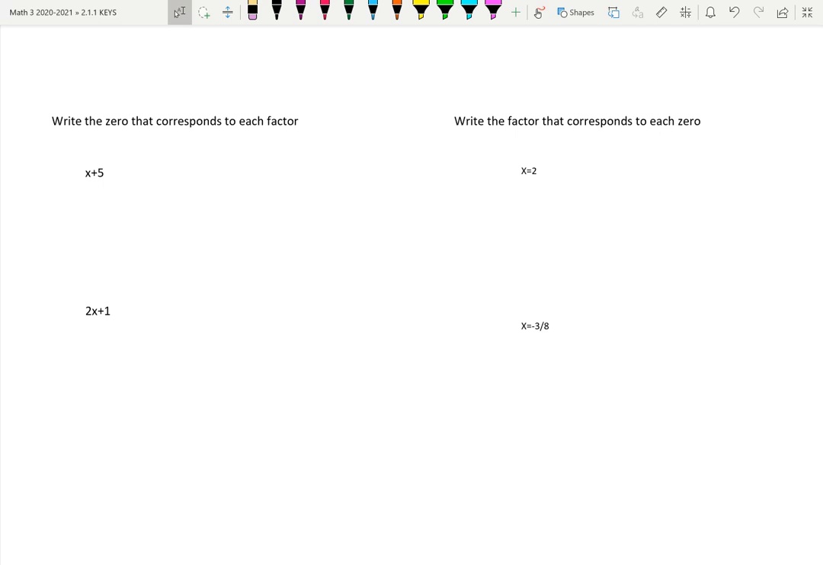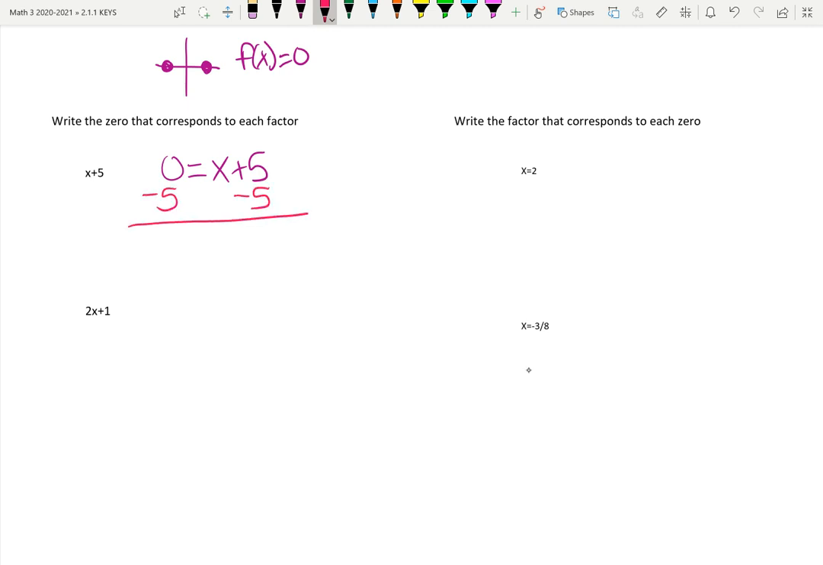When you're trying to figure out the zeros that correspond to a factor, you have to remember an x-intercept. There are two types of x-intercepts. Both x-intercepts have a y value that is 0. So when you need to find the 0, ask yourself what number makes x plus 5 equal 0. You can do inverses, and then you would get negative 5 is equal to x. Many of you should be able to identify it on sight. What makes x plus 5 0?